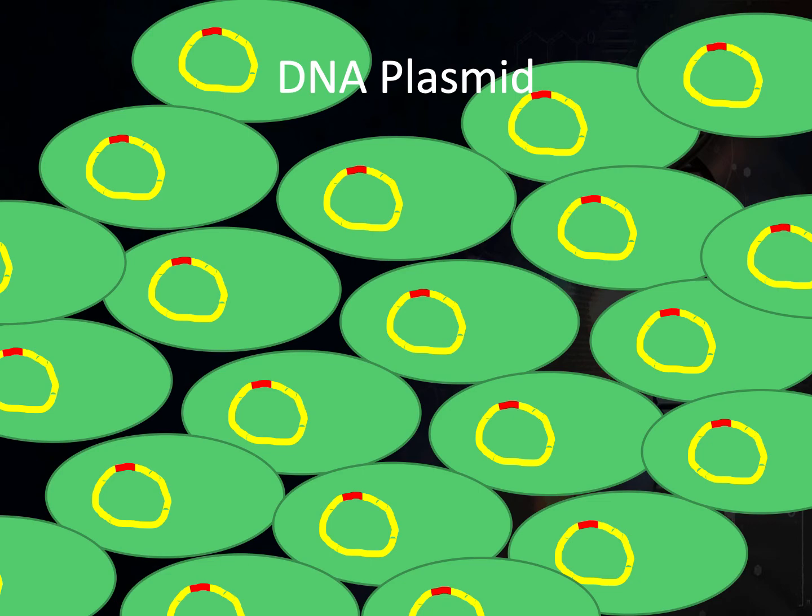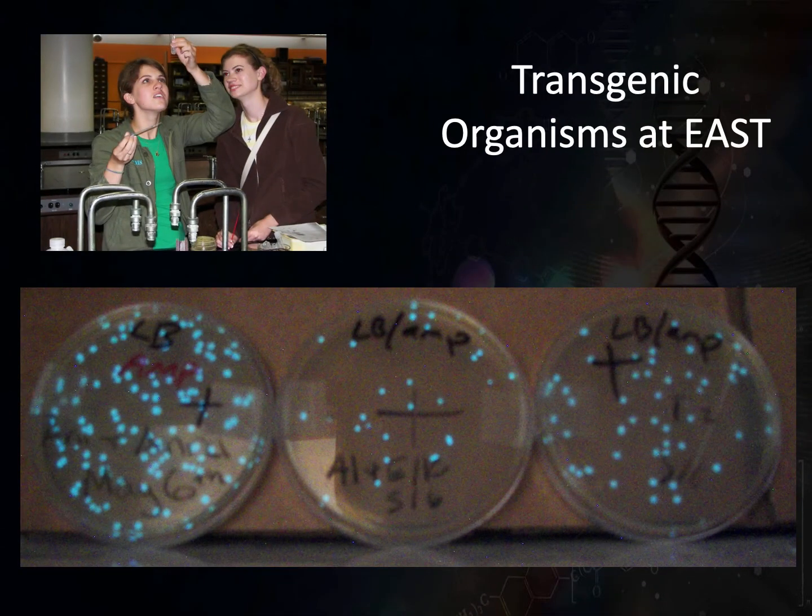But we actually can do this right here at East High School. Here are some plates with some bacteria on them and some students in the lab. And what they've done is they have taken the gene out of a jellyfish, which will glow under ultraviolet light, and inserted that gene into bacteria. When they grew these bacteria up in little colonies, and those aren't individual bacteria, those are whole colonies of bacteria that you see on the plates, put them under an ultraviolet light, the bacteria glow in the dark.